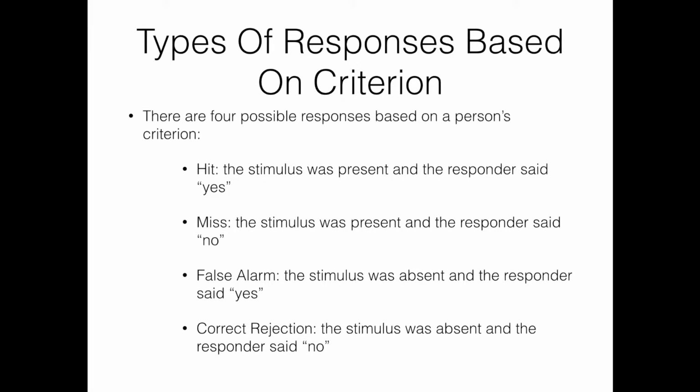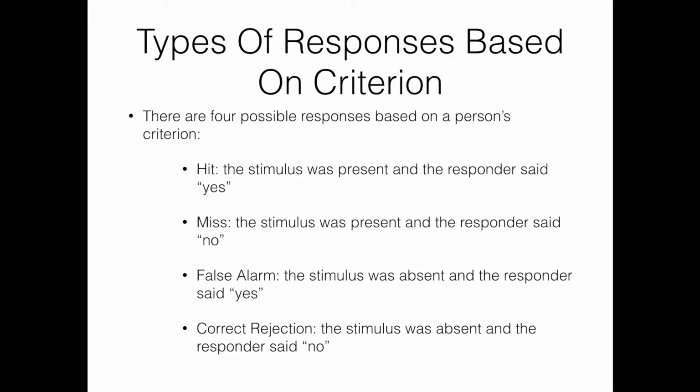There are 4 types of criterion-based responses: hit, miss, false alarm, and correct rejection. In order for a responder to have a hit, the stimulus must be present and the responder must say, "Yes, the stimulus was present." In order to achieve a miss, the stimulus must also be present, but the responder must say, "No, the stimulus was not present."